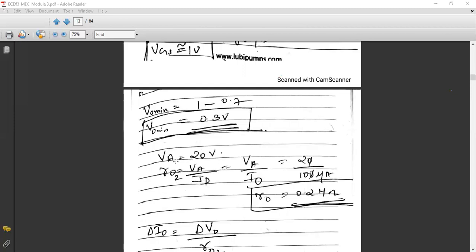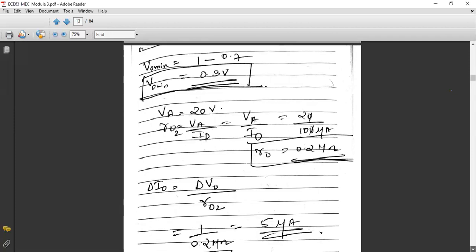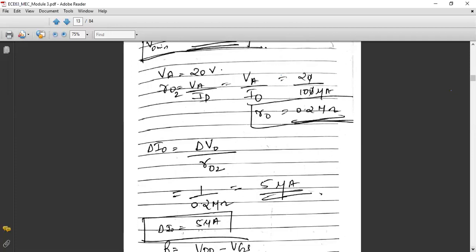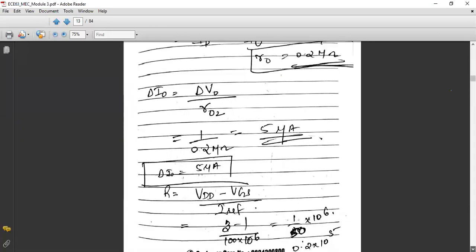So now you have the equation for output resistance. Next you will find the change in output current due to change in the output voltage. By Ohm's law, the change in current is nothing but change in voltage divided by resistance. What is the change in voltage? Change in voltage is 1 volt divided by output resistance. Substitute this 0.2 mega ohm over here. So 1 by 0.2 will become 5 microampere. So this will be your change in output current.